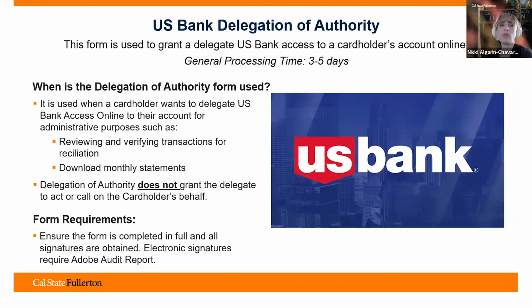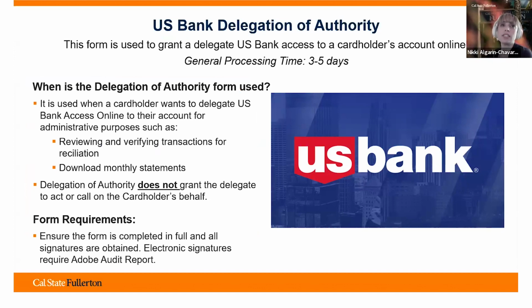So now let's cover the U.S. Bank delegation of authority. This form is used to grant delegation to U.S. Bank access for cardholders' account online. The general processing time is 3 to 5 days. And when is a delegate of authority form used?